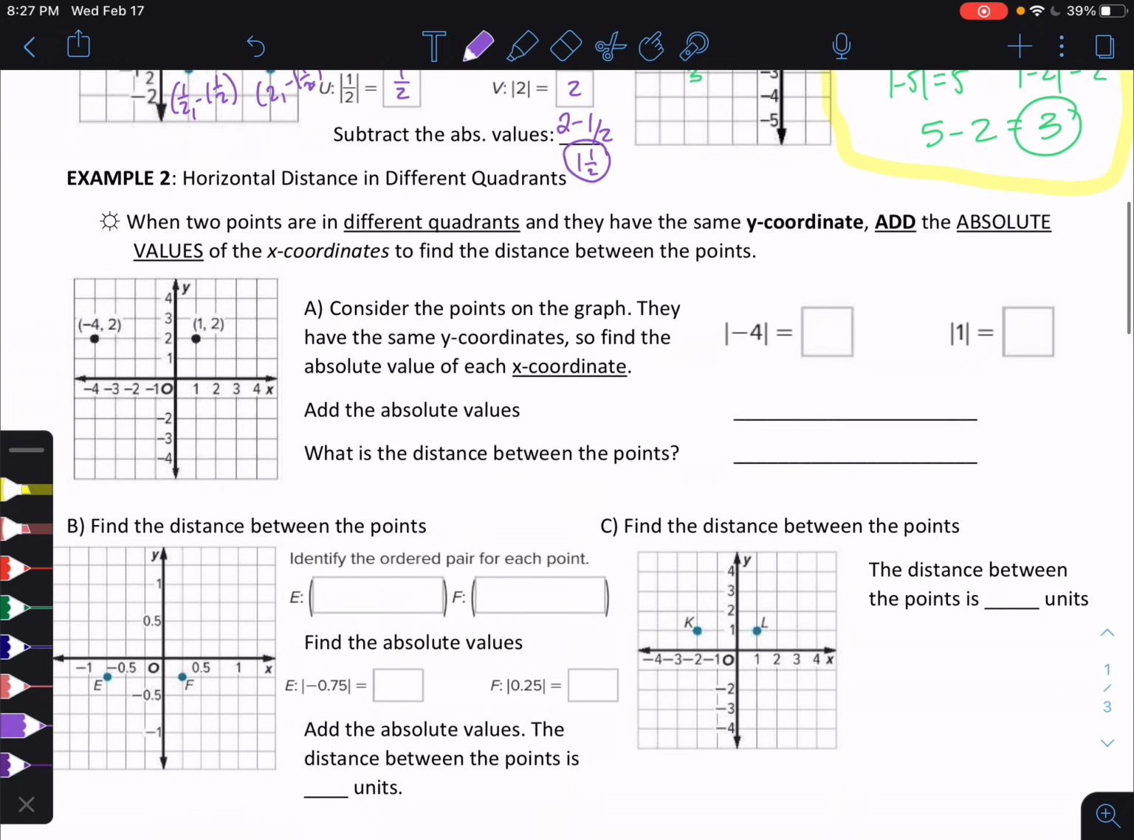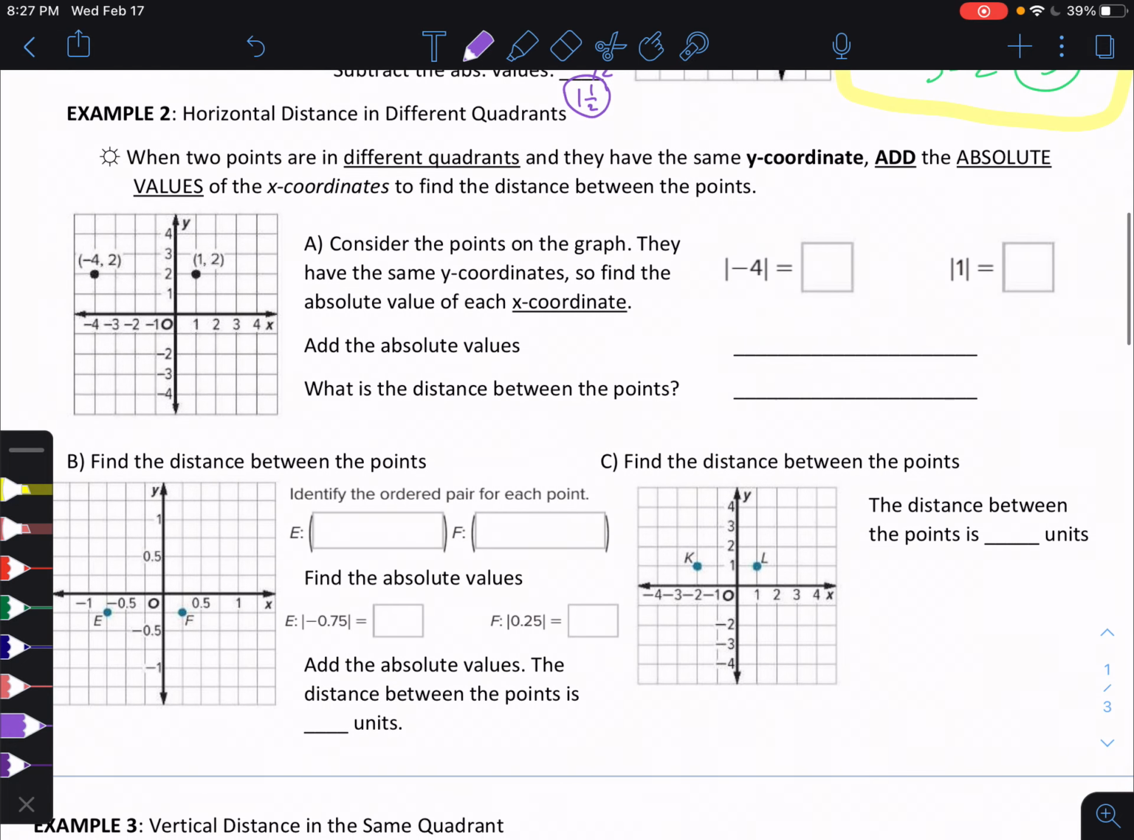So now we're going to look at points that are in different quadrants. So when one is on one side of the x or y axis and one is on the other. So this says when 2 points are in different quadrants and they have the same y coordinate, we're going to add the absolute values of the x coordinates.